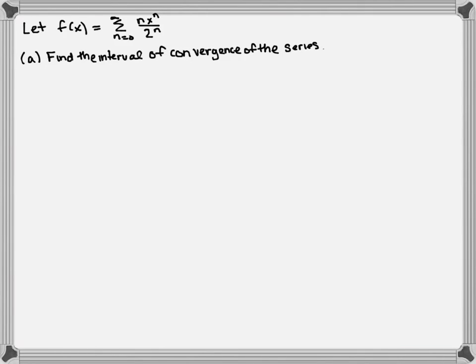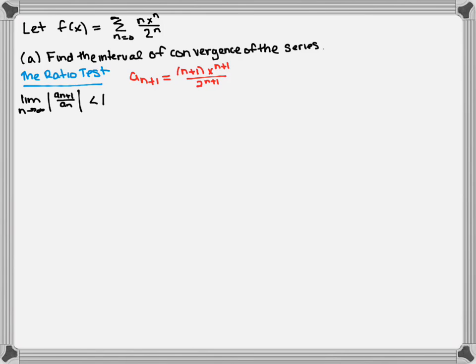So we're going to find the interval of convergence for the series. Remember that we always have to check our endpoints. So this is not a geometric series, so I'm going to use the ratio test. I'm going to have the nth plus 1 term over the nth term has to be less than 1.